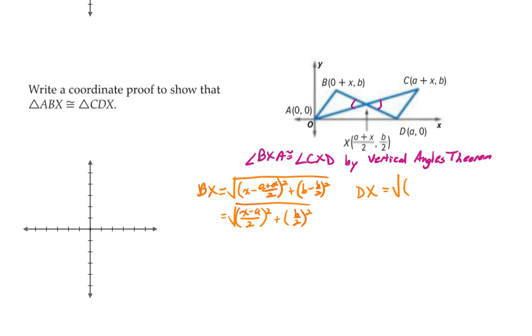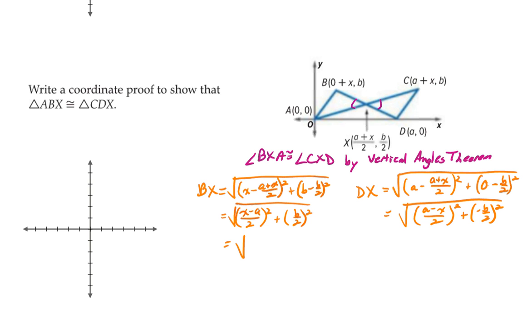So with DX, I got a minus a plus x over 2 all squared plus 0 minus b over 2 squared. All right, I am going to have to do some simplifying with these. So this is going to give me a minus x over 2 squared plus negative b over 2 squared.